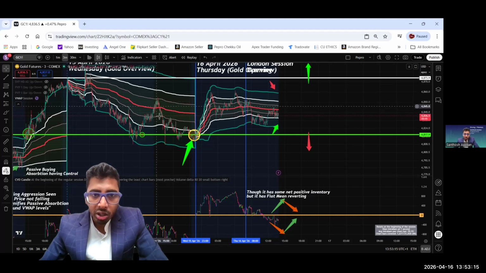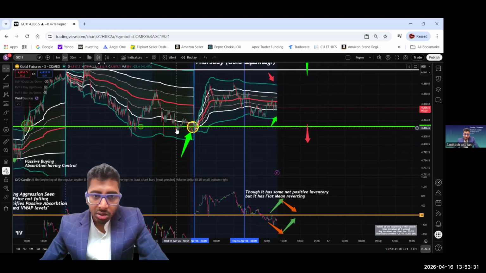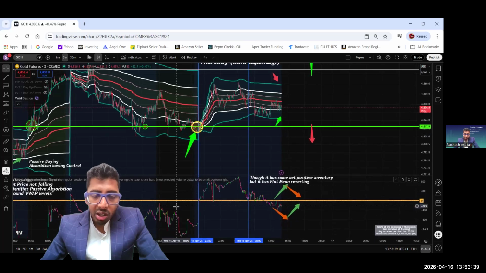This is a good opportunity, and I also mentioned that if it breaks this line and stays for 5 to 15 minutes, then we can see some more weakness and get some more fall towards the lower levels. But yes, as expected, it sustained below this line for 5 to 15 minutes, but there was not a good inventory buildup at that stage.